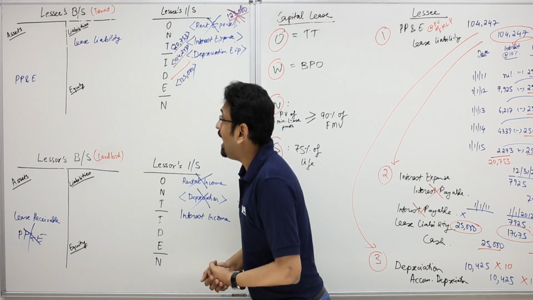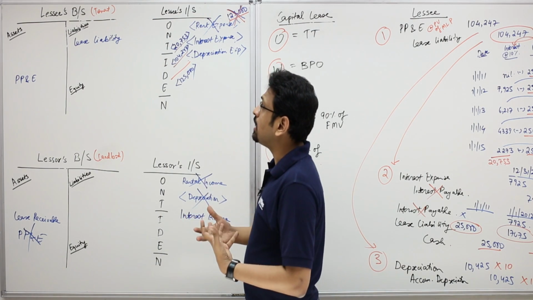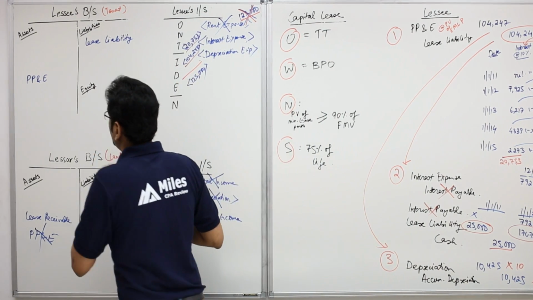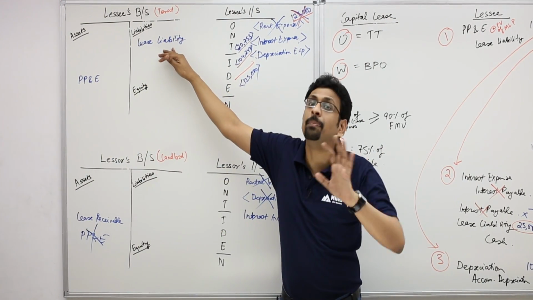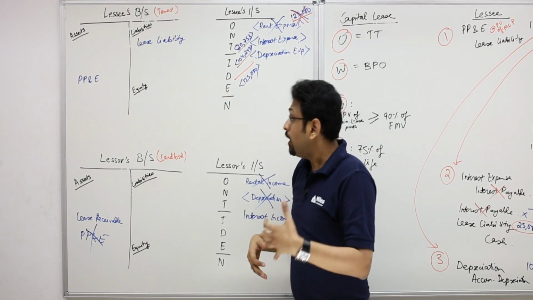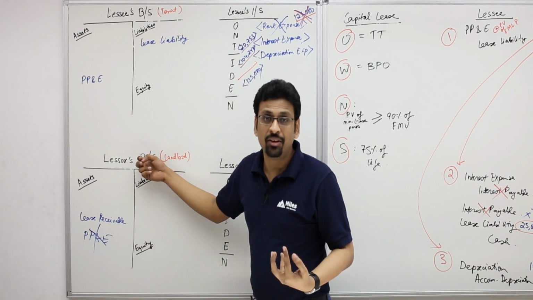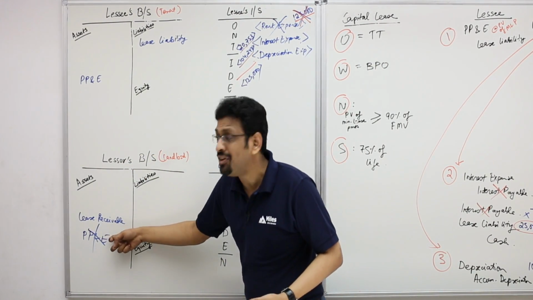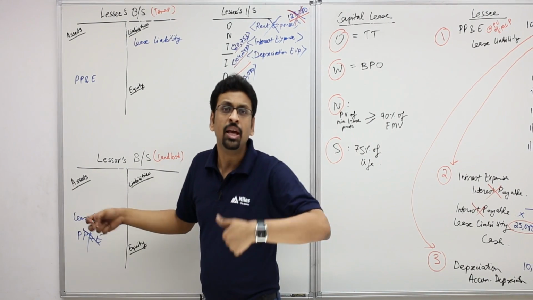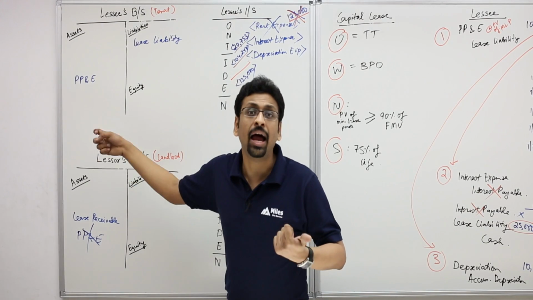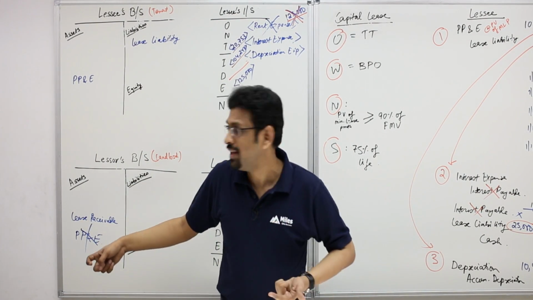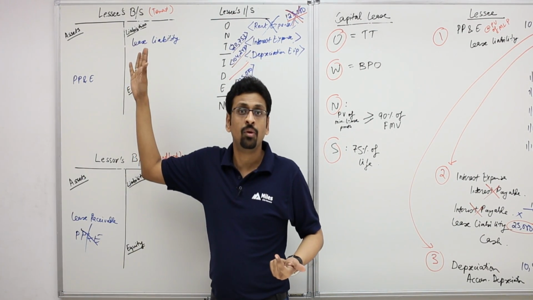Now, we looked at the capital lease accounting from the lessee's perspective. So we debited PP&E, we credited lease liability. Simple, easy. Now, from the lessor's perspective, we're going to get this PP&E off and create a lease receivable. So naturally, lease receivable is debit, you're creating an asset, and PP&E is credit, it's going off.